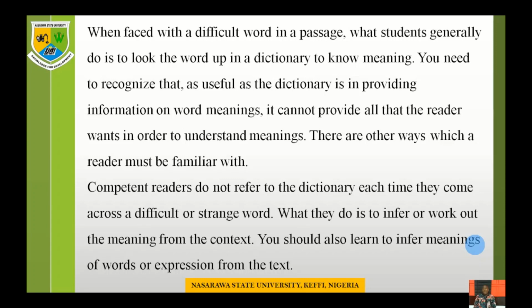Yes, the dictionary sometimes, and most times, provides useful information for that matter. But when it comes to meanings, the dictionary does not provide all that the reader wants to understand. There are other ways which a reader must be familiar with. Competent readers, we have discovered, do not refer to the dictionary each time they come across a difficult or strange word. What they do is to infer, draw an inference, or work out the meaning of the expression from the context. So you should also learn to infer meanings of words and expressions from the text.